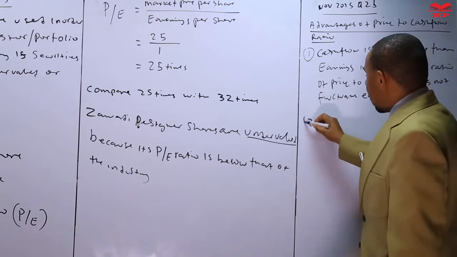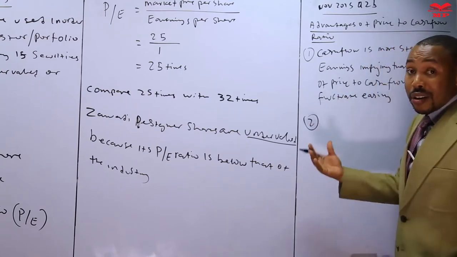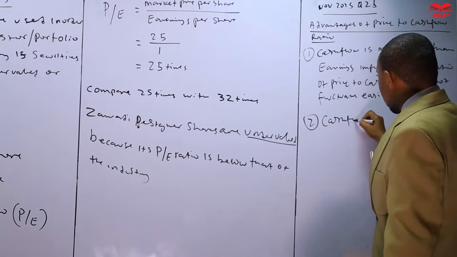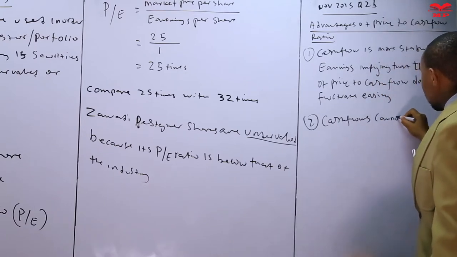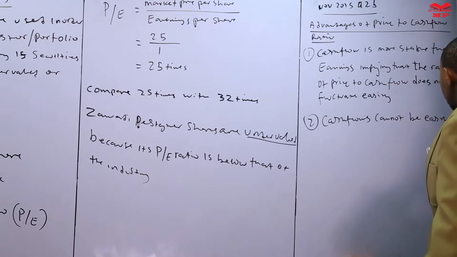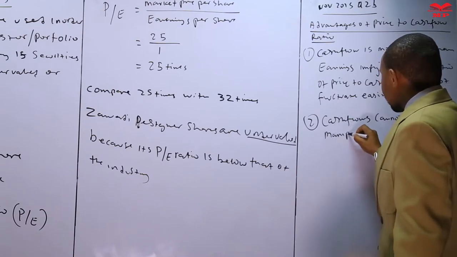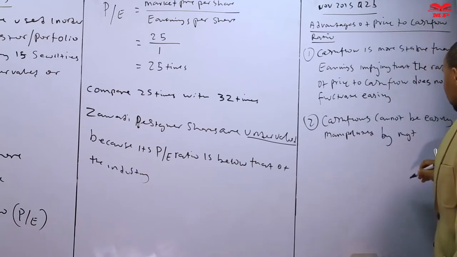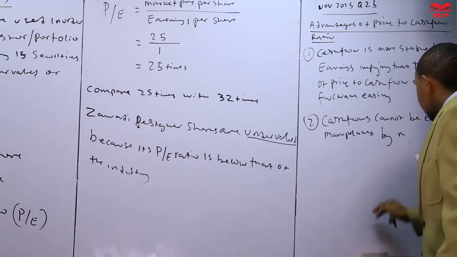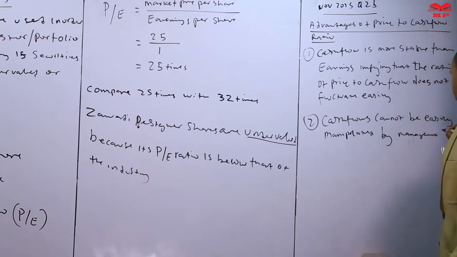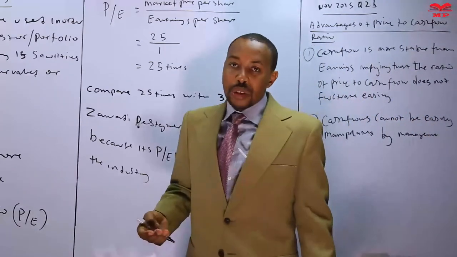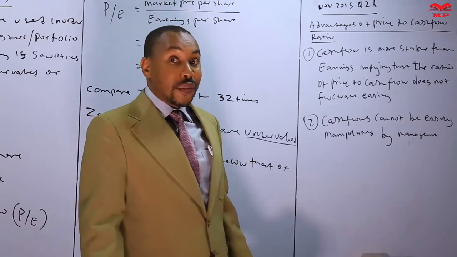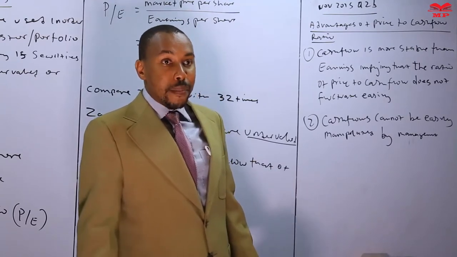That's the first advantage. Number two, we can say that cash flows cannot be easily manipulated by management. Management at times always want to bolster the reported earnings. And cash flows are not easily manipulated by management.